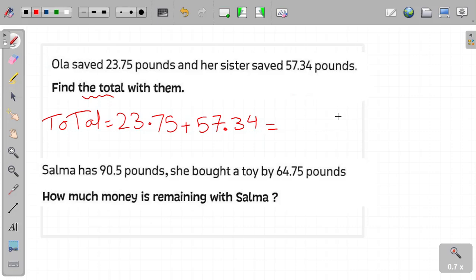So 5 plus 5 equals 10. 7 plus 3 equals 10. So I will carry 1 and I will put the decimal point. 1 plus 3 equals 4. 4 plus 7 equals 11. So I will put 1 and carry 1. 1 plus 2 equals 3. 3 plus 5 equals 8. So the total will be 81.09 pounds.